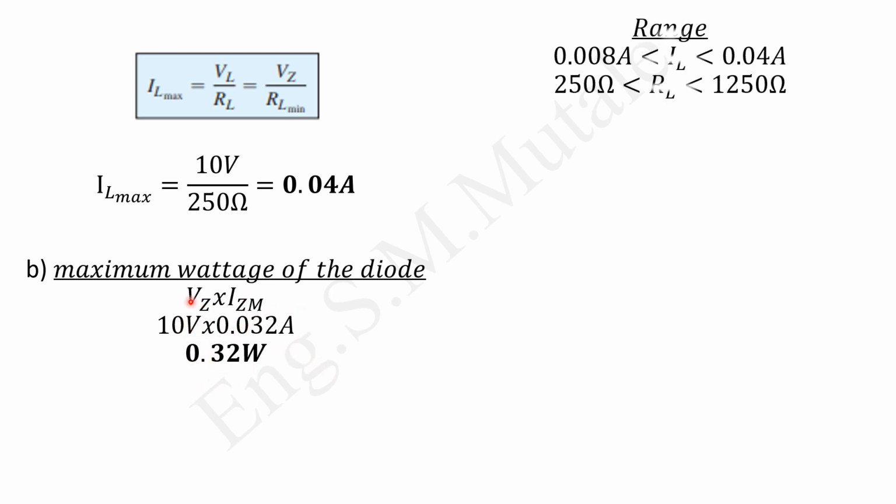Therefore, the range, because the question was saying we find the range of the current as well as the load: the current will range from 0.008 amps as the minimum to 0.04 amps as the maximum, whereas the resistor is going to range from 250 ohms to 1250 ohms as the maximum.